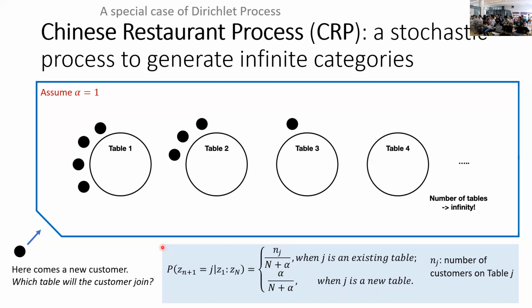So let's see how it works. Let's just assume alpha equals 1, just to make it easy to compute by hand. Then it's easy to see table 1, table 2, table 3, they are existing tables. So this would be 4 divided by 1 plus 8, which is 4/9. And table 2 would be 3 divided by 1 plus 8, which is 1/3. And it goes on this way.